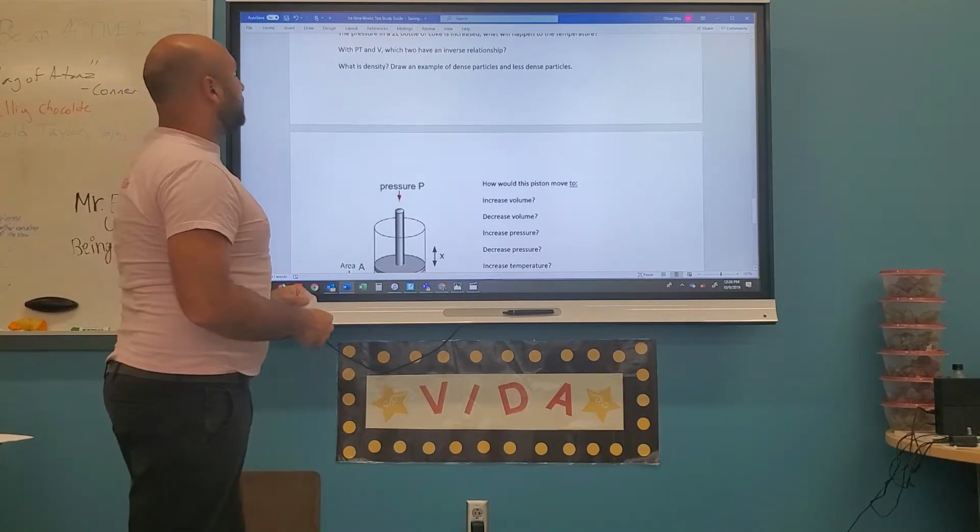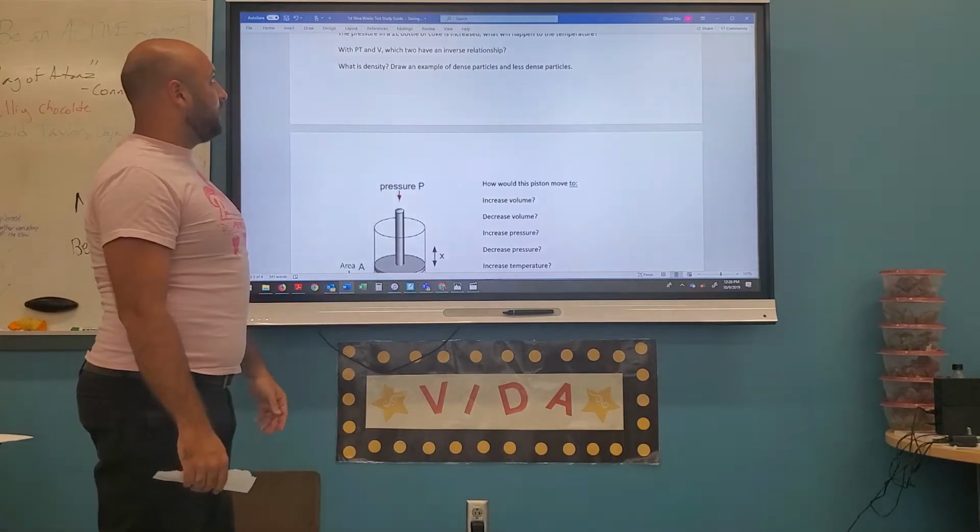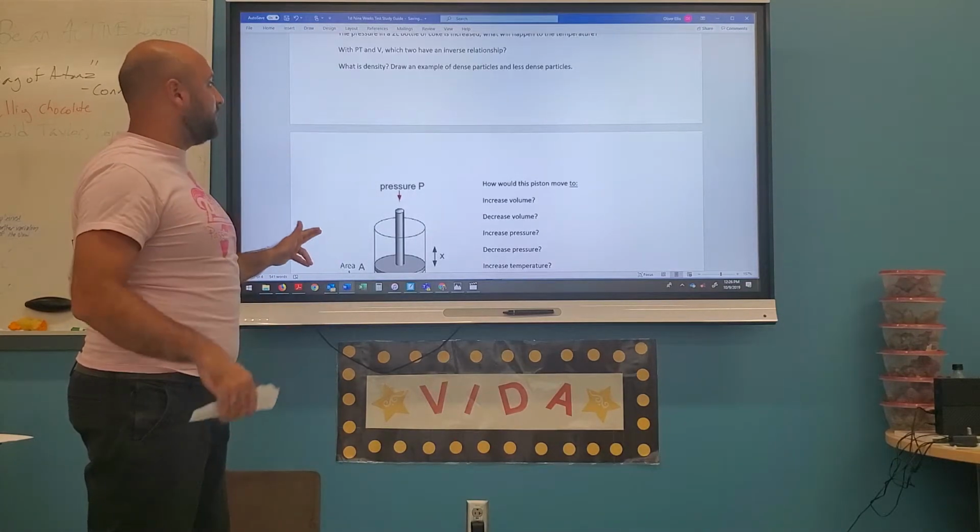What is density? Draw an example of dense particles and less dense particles. Density is how closely packed the particles are together. They can be very dense or very spread out.